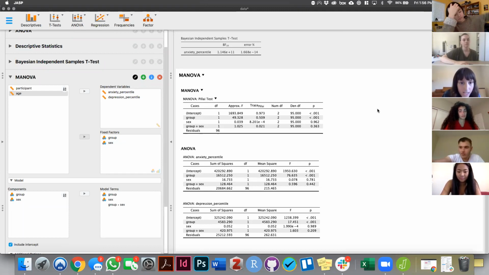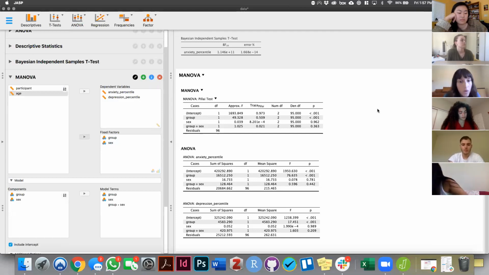Mine would be Pillai's trace, which I guess this one just automatically did. You would do V, the letter for Pillai's trace, equals the overall value, and then you'd report the F statistic with the degrees of freedom. So we have 2 and 95, and then equals the approximate F statistic. Is that for each, or just the Pillai's trace? Just the Pillai's trace. The effect size is a different one. I don't know if it has effect size on here.